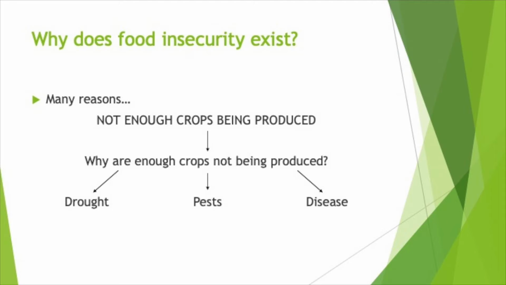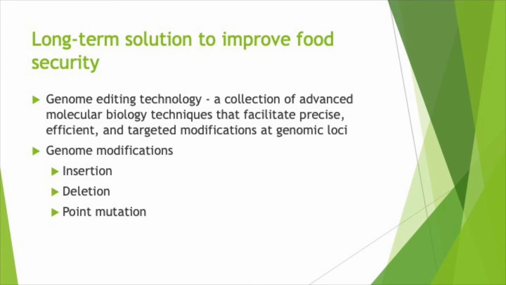While we might not be able to make sure that all 821 million people are fully nourished, maybe we can make sure that 500 million people are by increasing the amount of crops produced. So, one long-term solution is genome editing technology. Dr. Kumar defined genome editing technology as a collection of advanced molecular biology techniques that facilitate precise, efficient, and targeted modifications at genomic loci. We can modify the genome using insertion, deletion, and point mutations. However, we have to understand some basics of genomics before we can understand how this can change the genome.